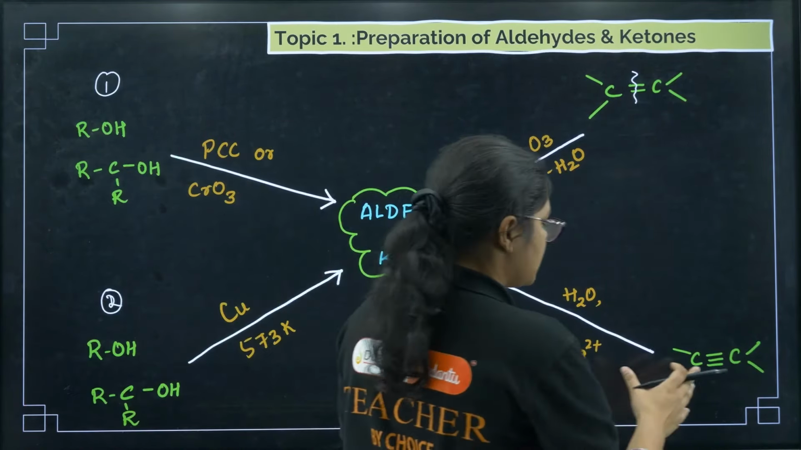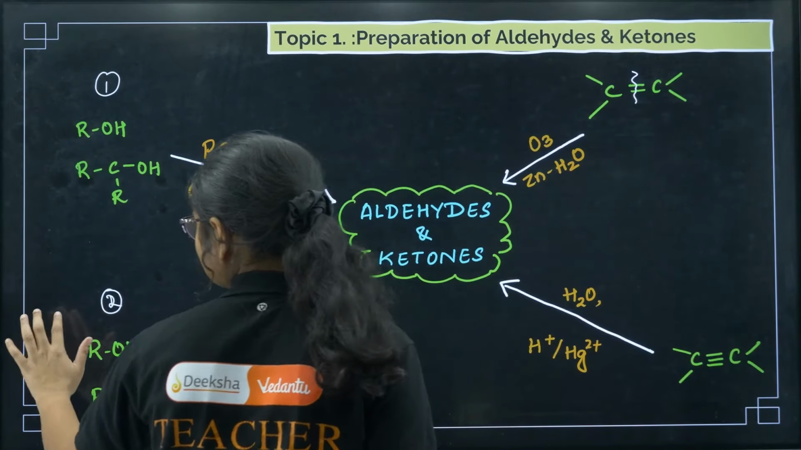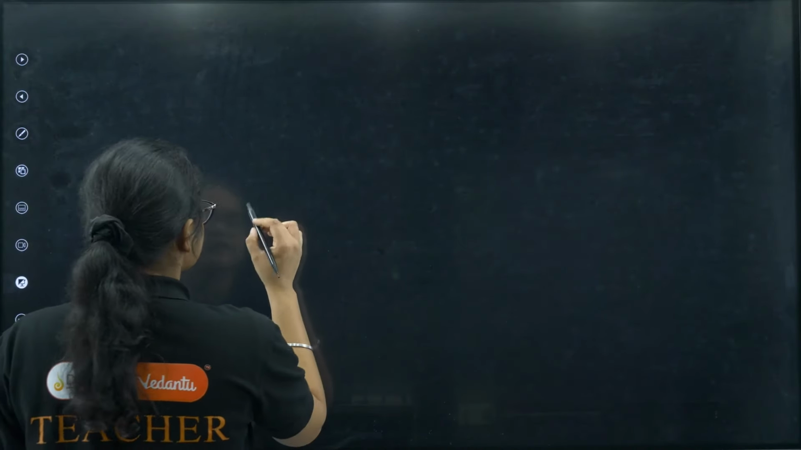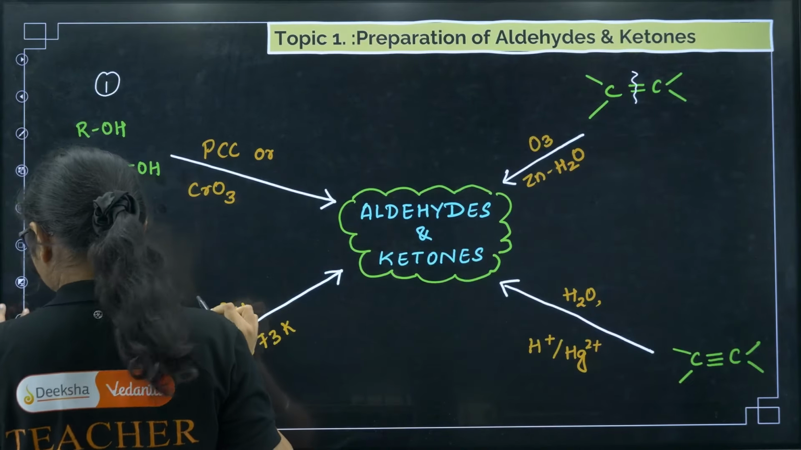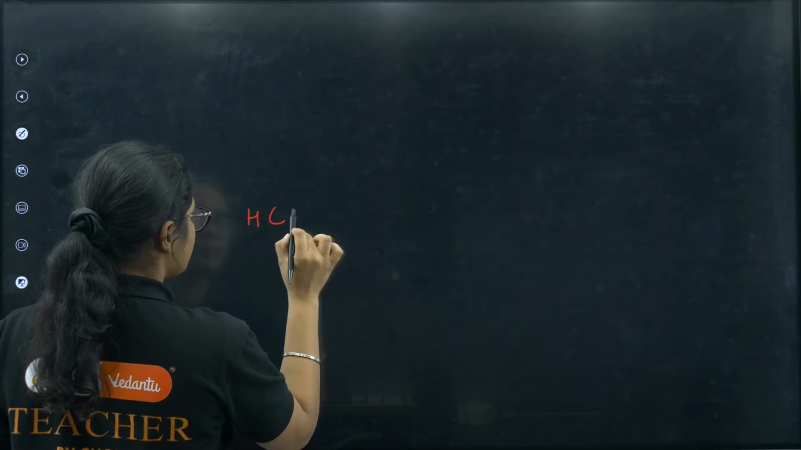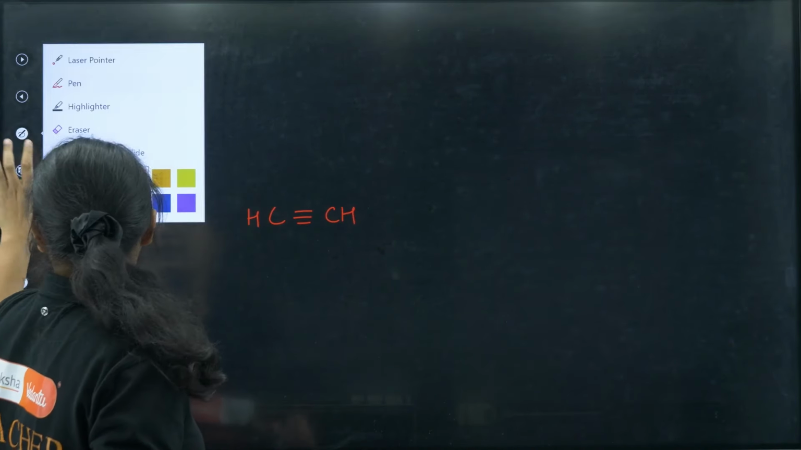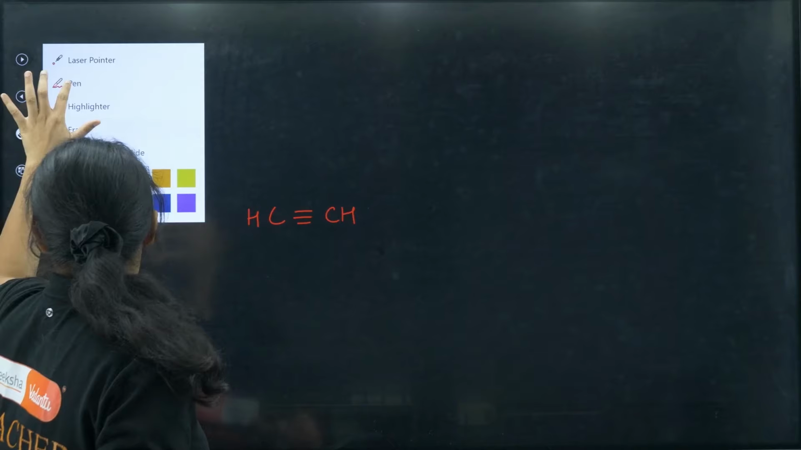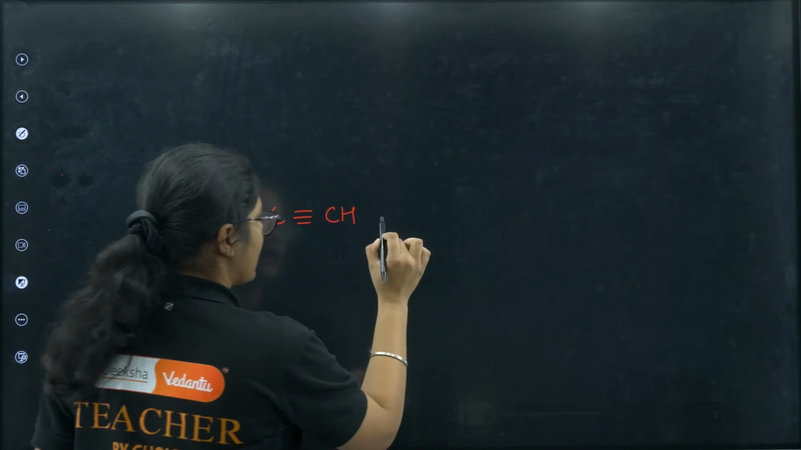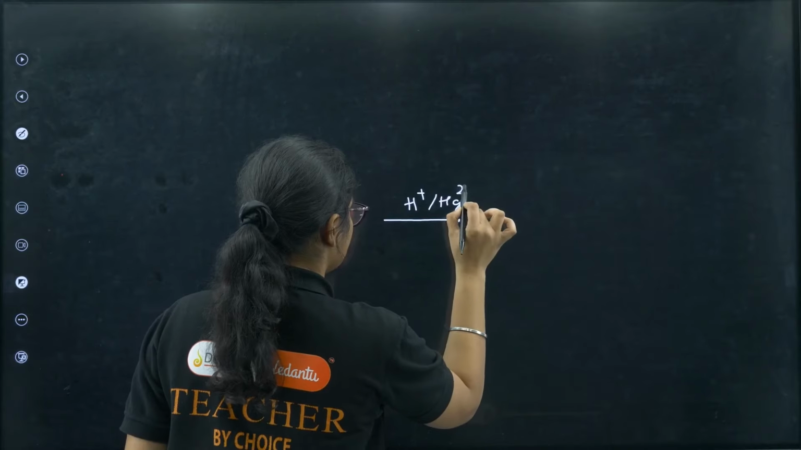Next, what happens in the case of an alkyne? Here I will explain how it takes place, so understand quickly. So if I have an ethyne group, and I add H plus in the presence of Hg2 plus.